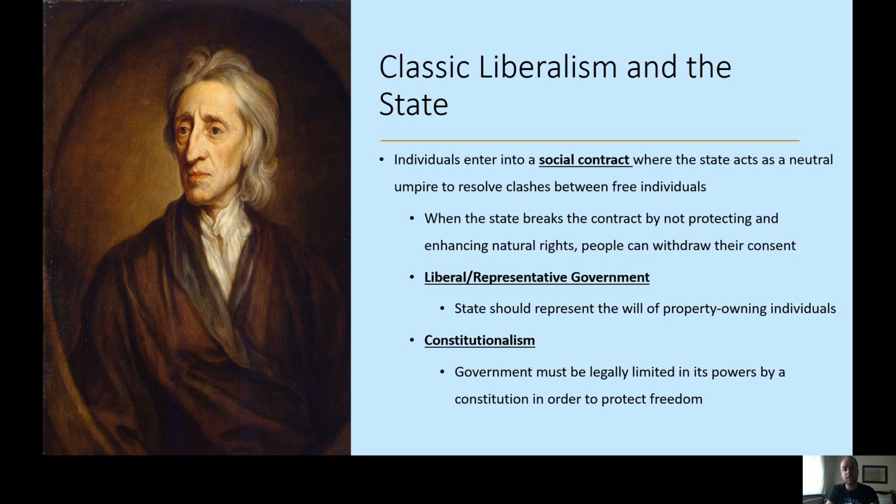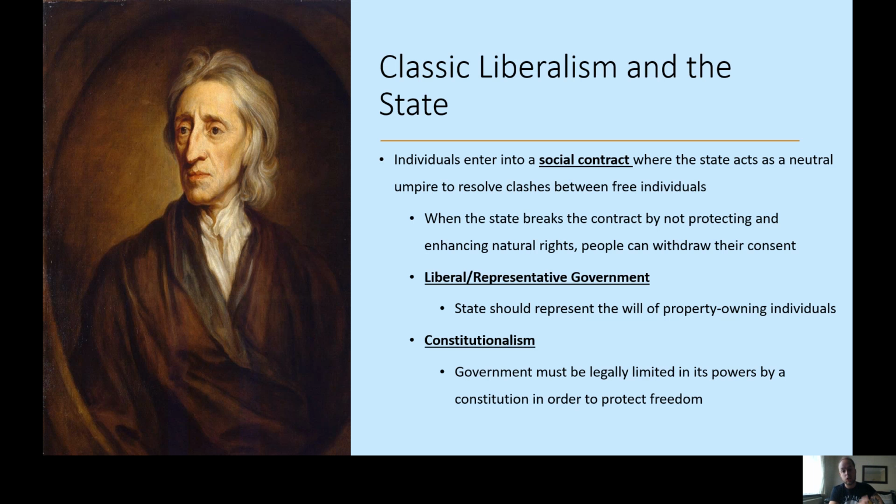Now, how do we withdraw consent, or how does consent constantly keep being reaffirmed? Well, this can be through liberal or representative government. So the state should represent the will of property owning individuals, that if I own property, my property should be protected, or my natural rights to that property should be protected by the state, and I should be able to elect people who can represent my views and my interests in government, whether that be in a parliamentary system or whether that be in a constitutional system.